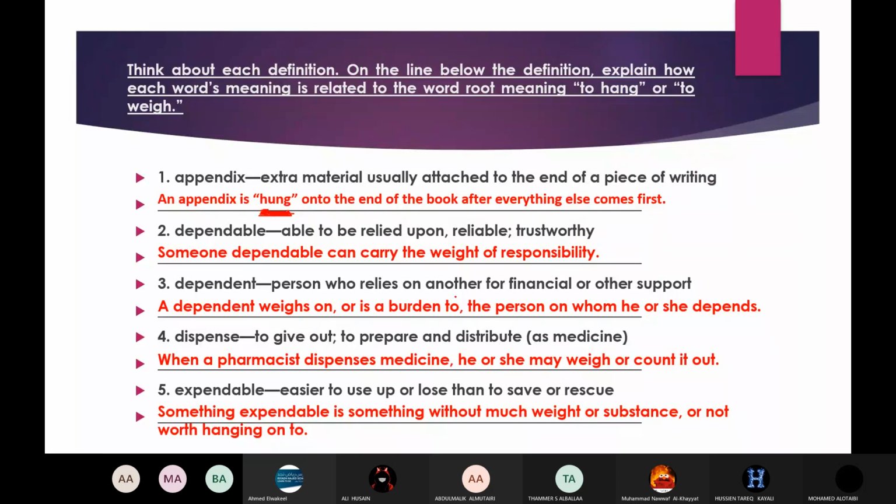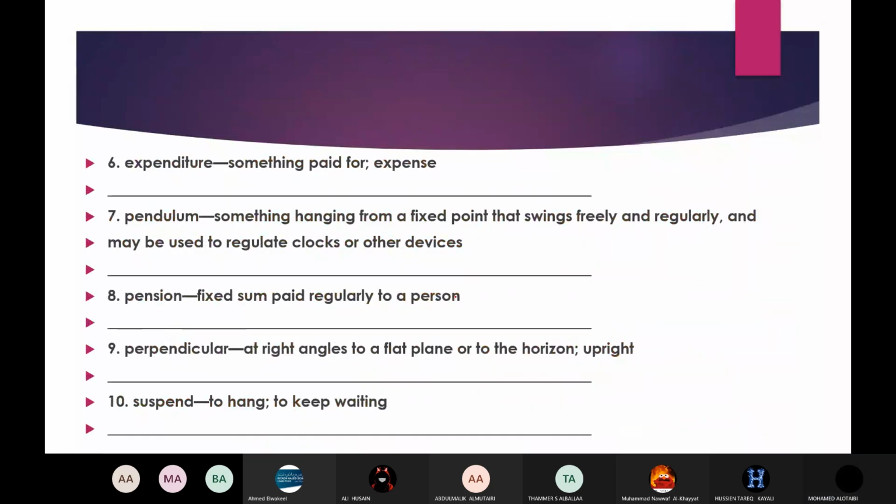Okay, finished. All right. And number 6, expenditure. Something paid for, or expense. So an expenditure is something you pay out.